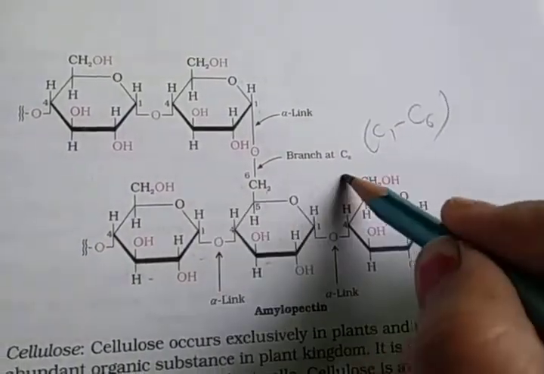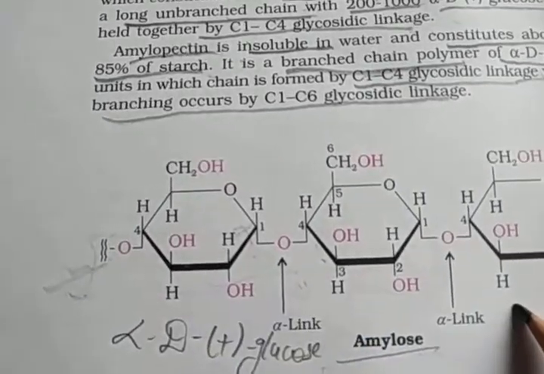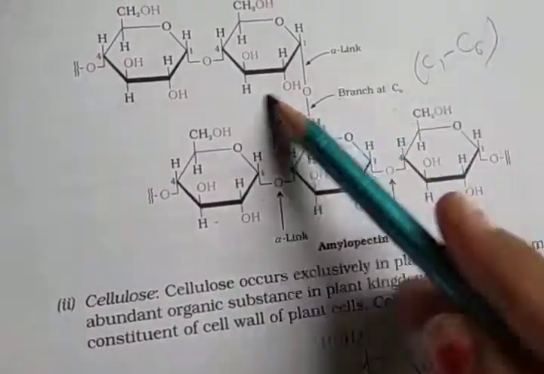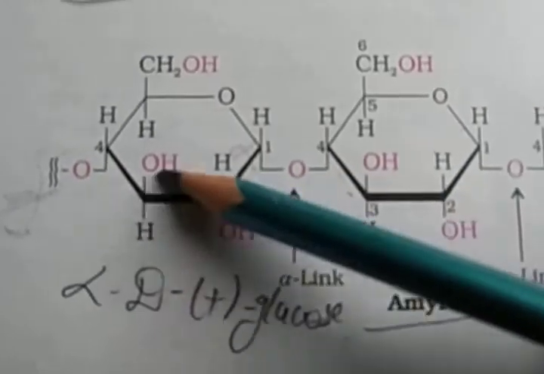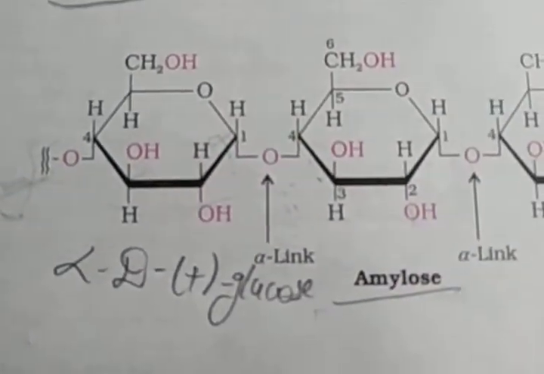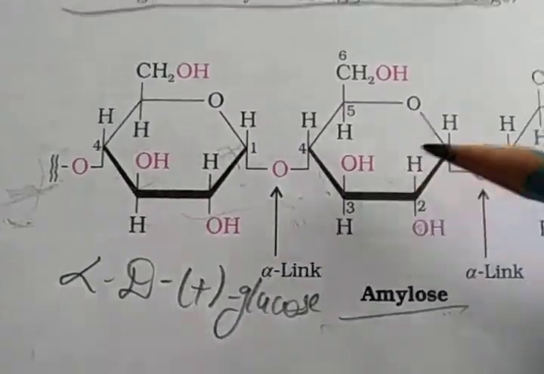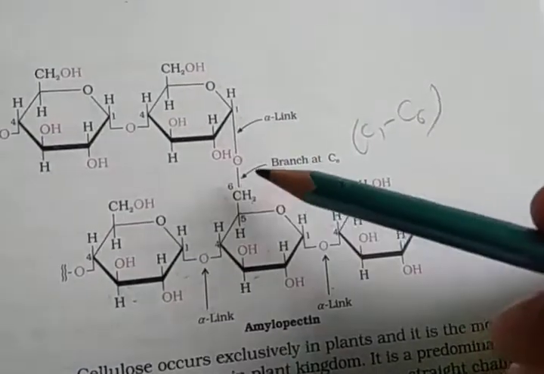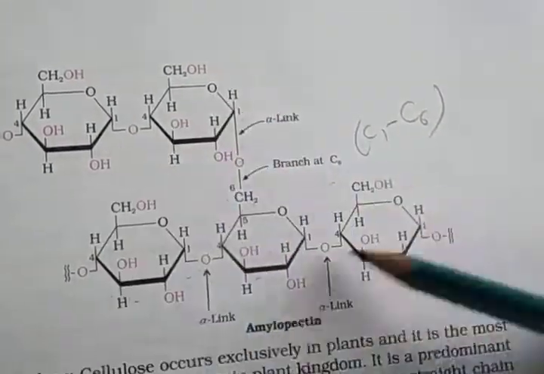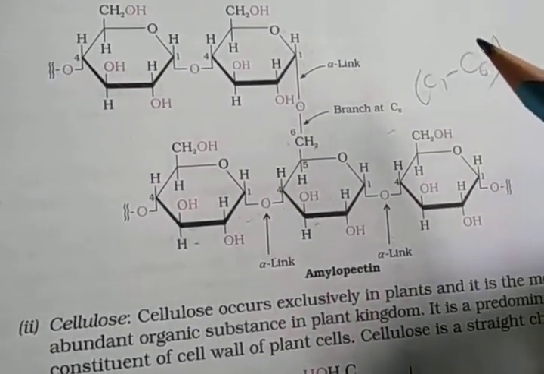Okay, but branch at carbon 6. So this is the amylopectin. Amylose is an unbranched chain, and this is the amylopectin branched chain. Amylose has a carbon 1 to carbon 4 glycosidic linkage between the alpha-D-glucose units. Here also carbon 1 and carbon 4, and carbon 1 and carbon 6. This is the branch way. This is the main difference between amylose and amylopectin.